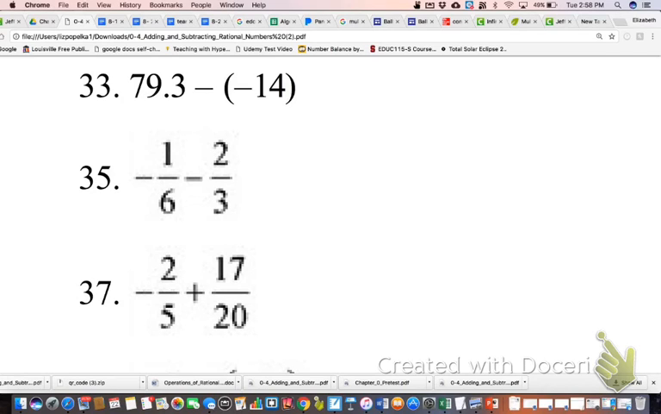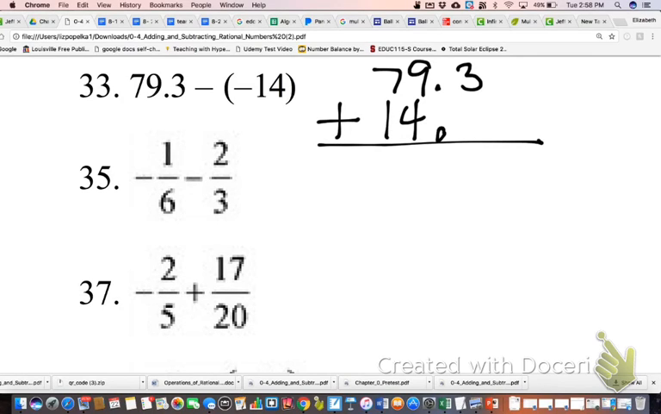For number 33, we're in the same boat that we were for number 32. Notice that we've got minus a negative, which means that that's actually going to be the same thing as adding a positive. So I'm going to rewrite the problem as 79.3 plus 14. Remember when there's no number there behind the decimal, there's really a 0. So I'm just going to treat it that way. So 0.3, 13, 7, 8, 9. I've got a positive 93.3 for number 33.